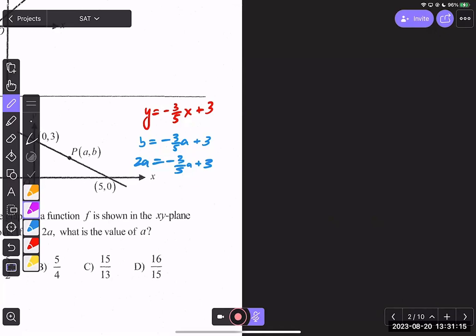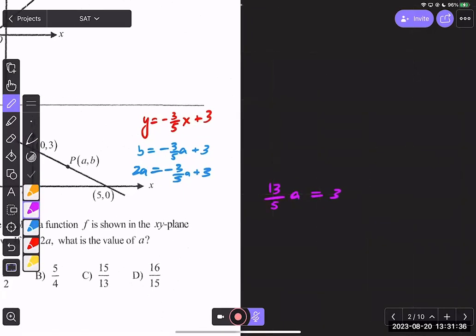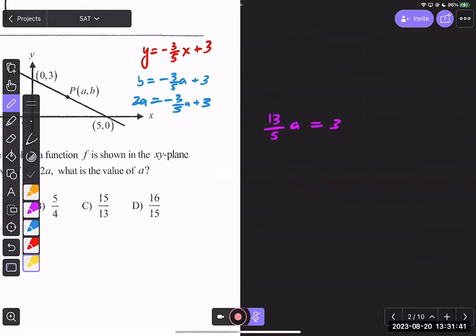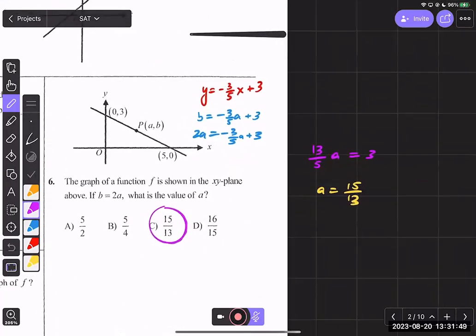Yeah, so from here what you're going to do is add the 3 over 5a to both sides. So this becomes 13 over 5a is equal to 3. Sorry, not 13 over 15, 13 over 5. I had to look at that for a second. Then from here, multiply both sides by 5, divide both sides by 13, and you get a is equal to, as you said, 15 over 13. So your answer here is C. That's correct. Nice work.